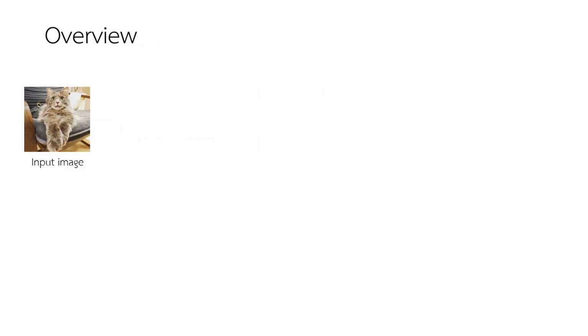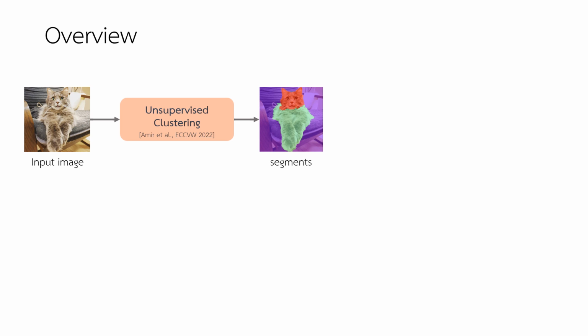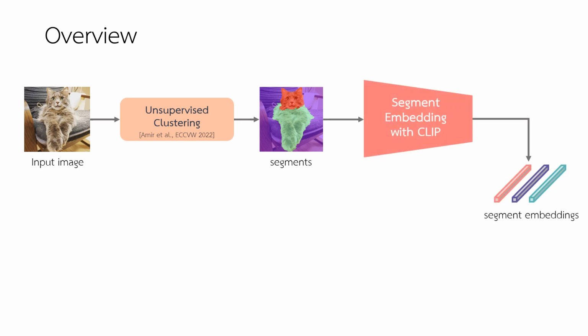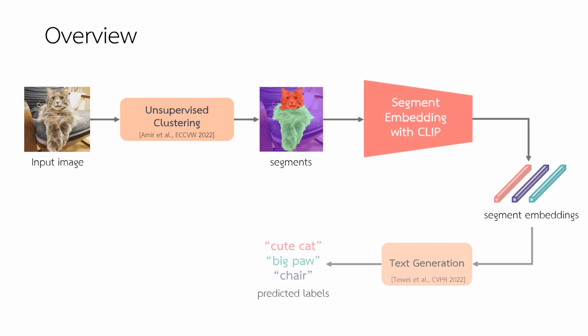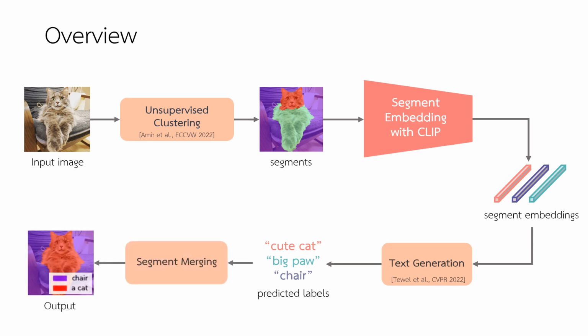Our pipeline starts by clustering pixels based on pixel-wise features derived from DINO, a self-supervised vision transformer, into many small segments. These segments will be converted to embeddings in CLIP's latent space. Then, the embeddings are used to generate labels for all segments with an off-the-shelf text generation model. Finally, small segments that are parts of the same object will be merged together based on the similarity of their segment embeddings and predicted labels.